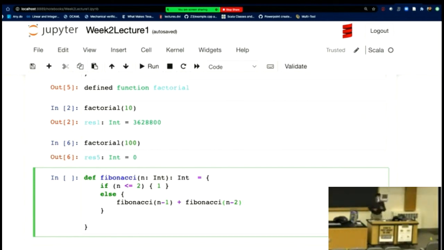What is the termination argument here? Why would this terminate? Why would every call to Fibonacci terminate? Anyone? Go ahead. Because for any time that your value of n is less than or equal to 2, that condition is always going to be true?